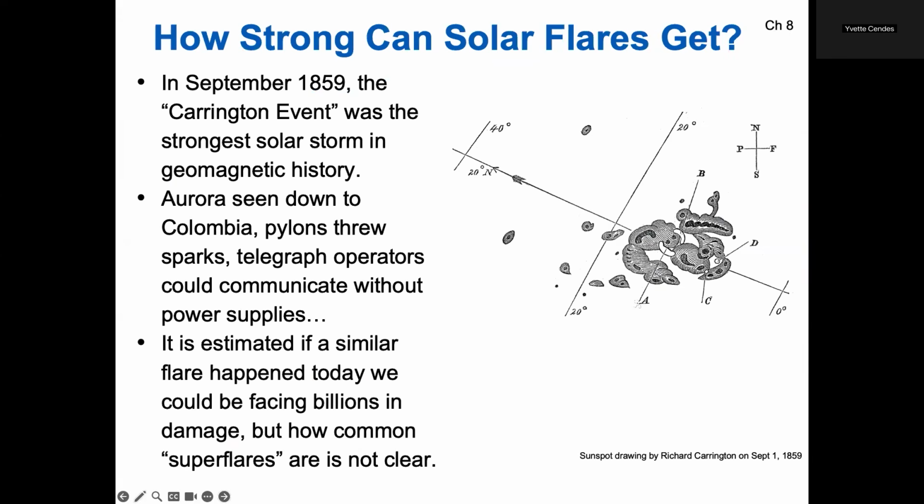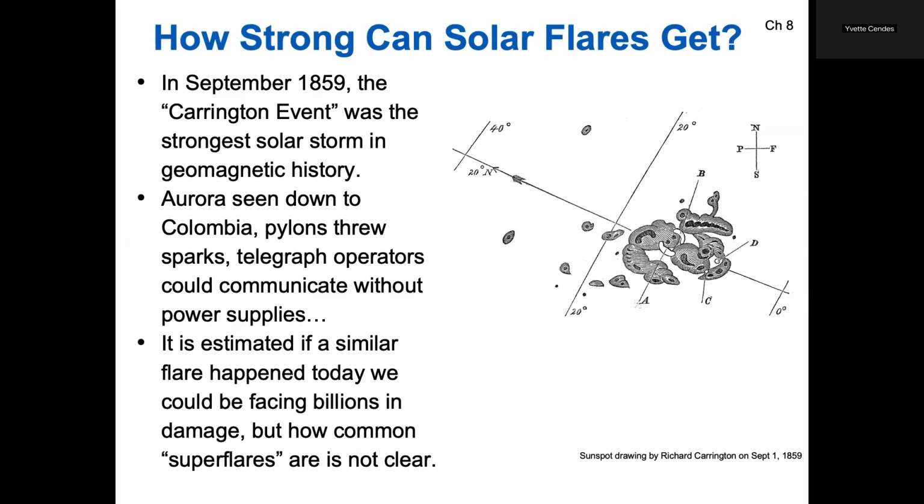The final thing, and this is just kind of a fun one. So how strong can solar flares get? In September 1859, we had something called the Carrington event. This was named after an astronomer named Richard Carrington, who was studying the sun and saw there was a giant sunspot complex on the surface of the sun. He saw the first time there was a flare associated with a sunspot. And it was the strongest solar storm by far in geomagnetic history.